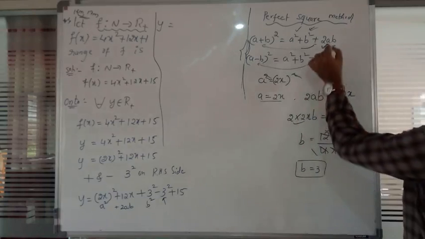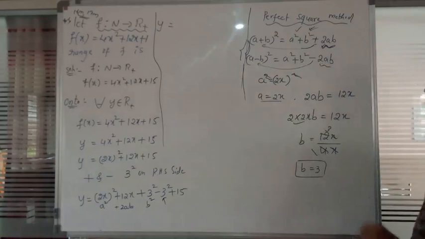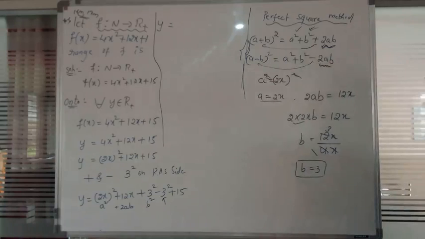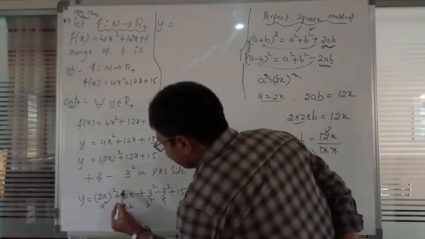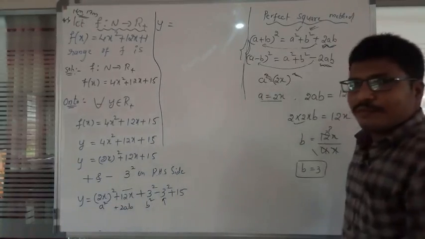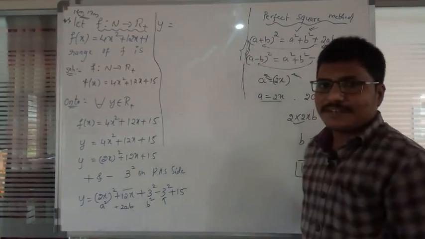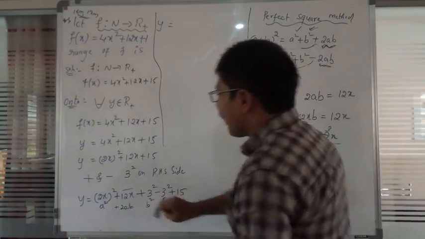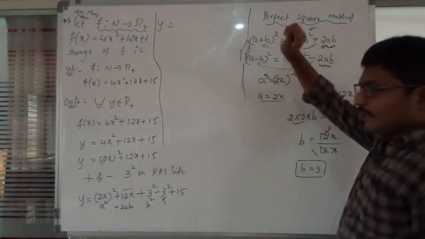Just listen: behind 2ab, if there is a plus, we should take a plus b whole square. If behind 2ab there is a minus, we should take a minus b whole square. Okay. So here, what is the sign behind 2ab? Behind 12, what is the sign? Here the sign is plus. That's why we should write a plus b.